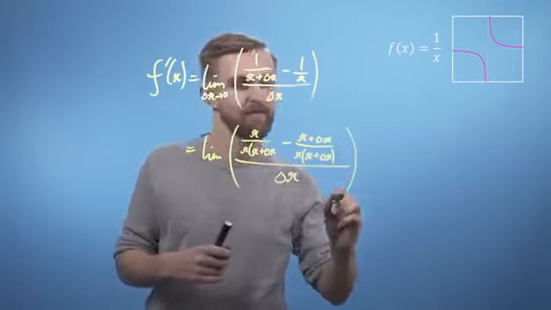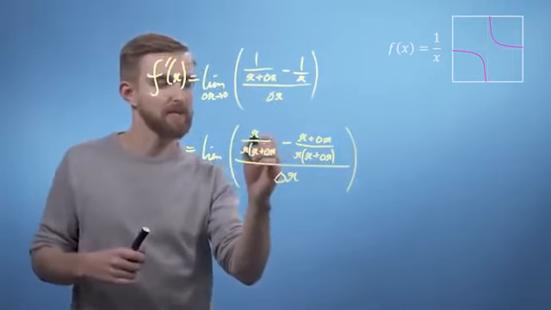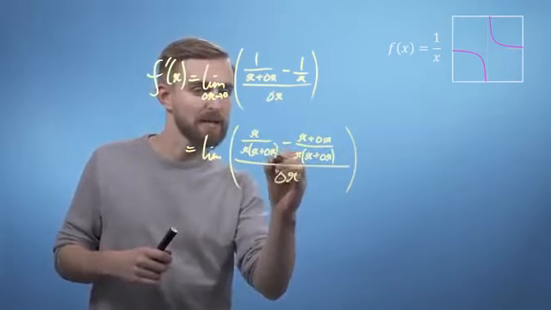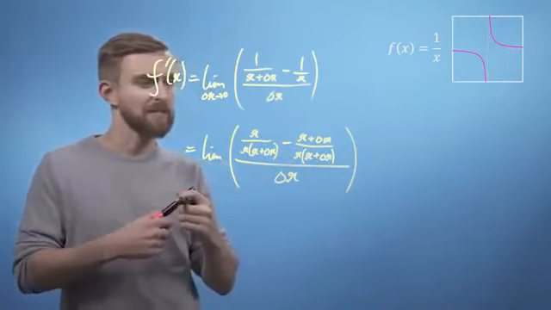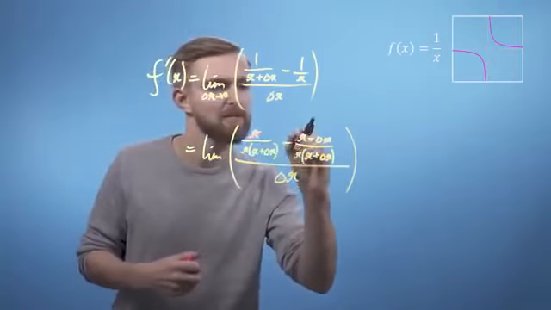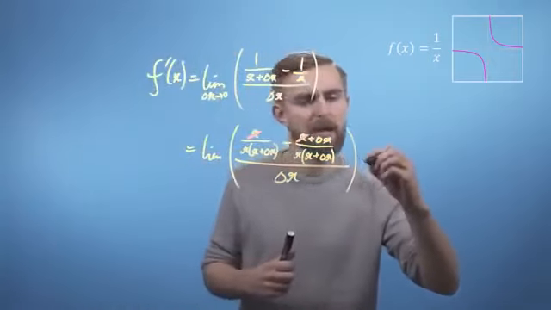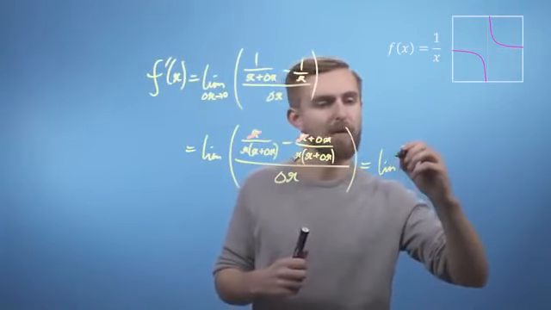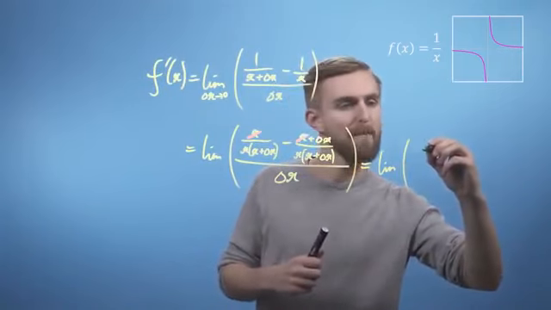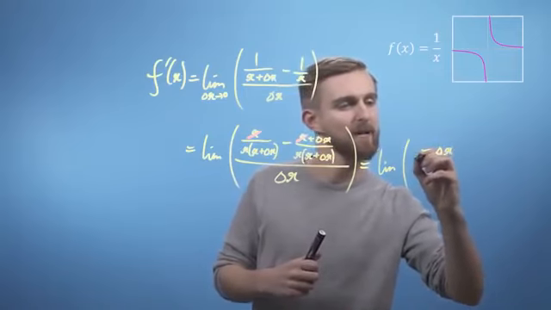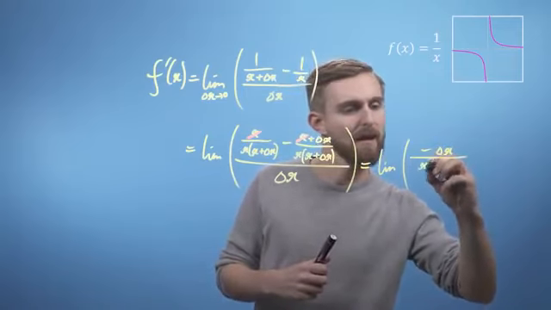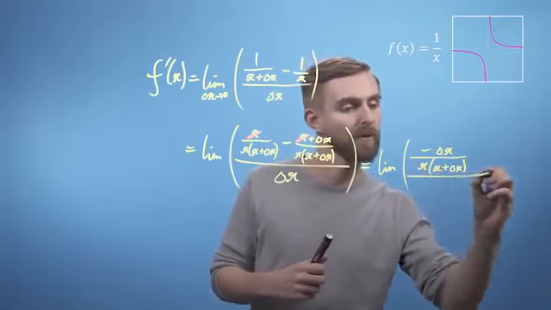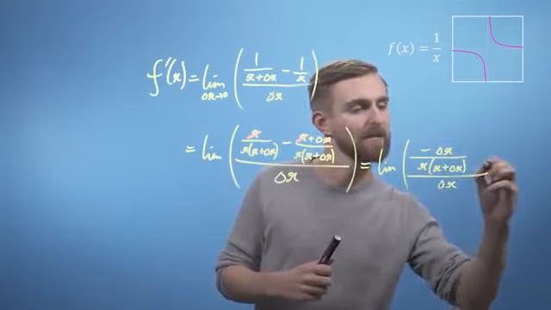delta x. Now looking at these two, we can see that we've got an x and a minus x, both with the same denominator. So we can subtract these now. So this cancels with this. So we can say, okay, this thing is going to be the limit of minus delta x divided by x brackets x plus delta x, all divided by delta x.